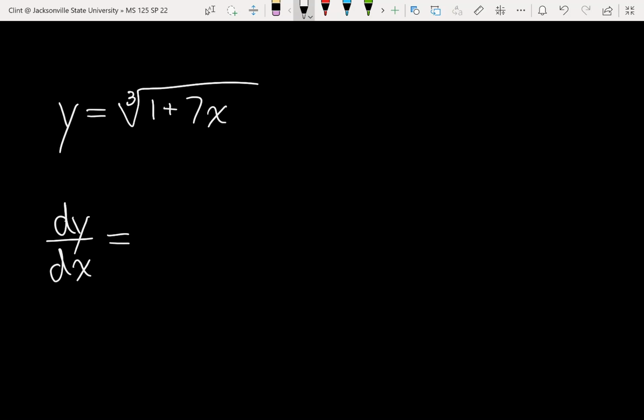We've got chain rule, we need to rewrite it. So that we could rewrite it as 1 plus 7x to the 1/3 power. And then that makes chain rule a little more obvious, because we've got this 1/3 power on the outside, and on the inside we've got 1 plus 7x. You see how that's a chain rule situation?